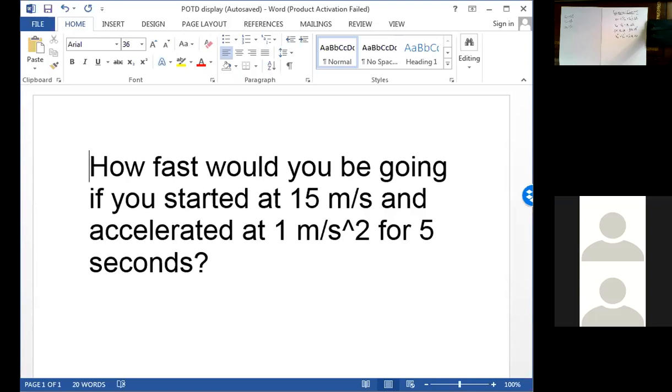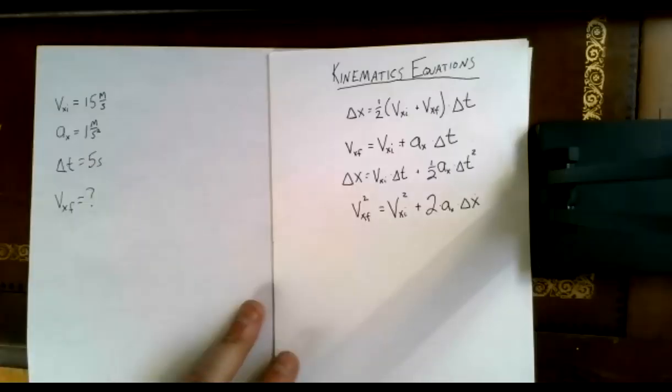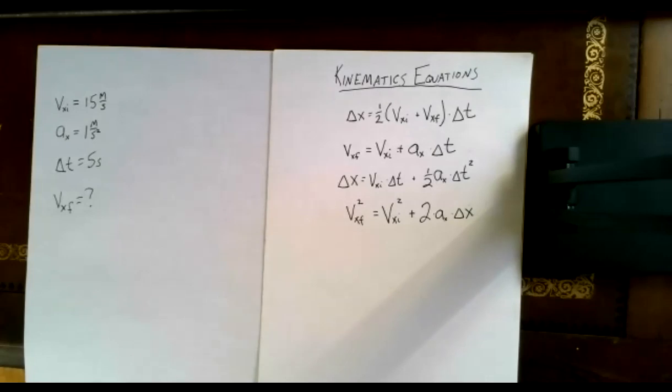Final velocity. Yeah, that's right. Final velocity, right? How fast would you be going after you do that acceleration? So we're going to be looking for the VXF. All right, so we've got our givens and our unknown. We've got our 4 kinematic equations here to pick from. So which kinematic equation has the initial velocity, the acceleration, the time, and the final velocity?